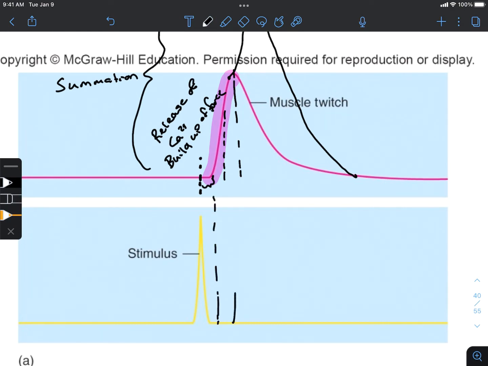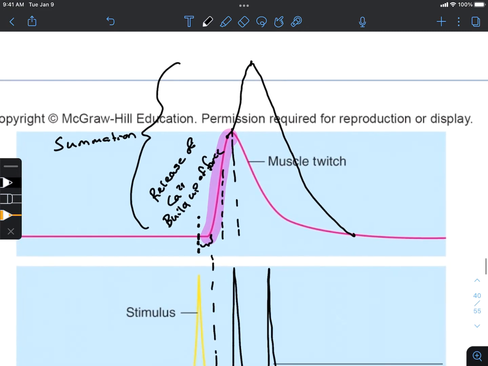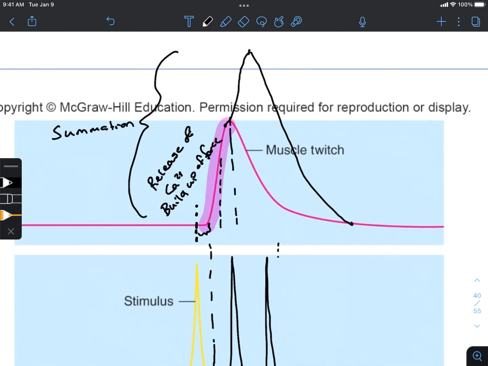And my next action potential was what, right there? If we get another one, let's say right here, we're going to repeat this process. So again, if we assume a latency period between here and here, and we follow that up, we're going to start contracting again right here.